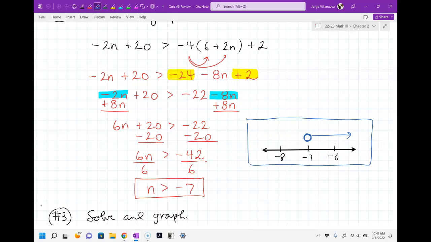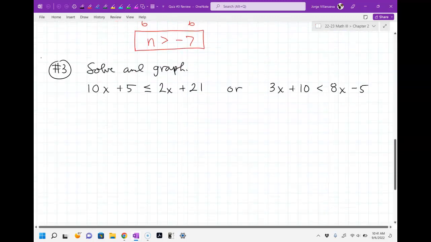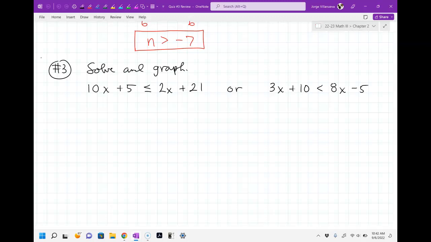I mean, if you can do this, you should be able to do the other stuff. The only difference now with these last two examples is that we're dealing with an and or an or situation. So if you guys remember, your or problems could either go in opposite directions, or if they go towards each other, then usually your answer is everything, the whole number line, which can happen sometimes. But about 95% of the time, they go in opposite directions.